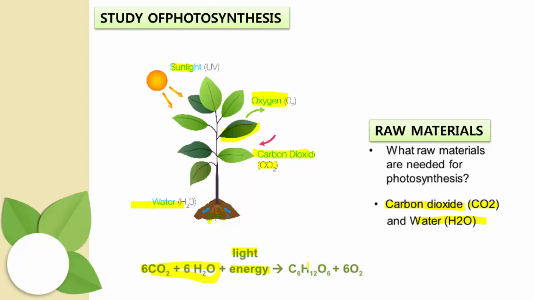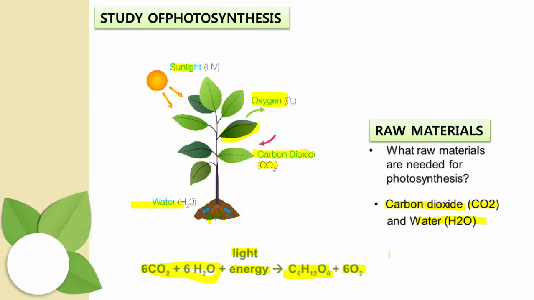6 molecules of carbon dioxide when combined with 6 molecules of water in the presence of light as a source of energy, it results in the synthesis of C6H12O6 and 6O2. C6H12O6 is nothing but glucose. It is a simple carbohydrate having 6 carbon atoms. It represents glucose, and there will be liberation of 6 molecules of oxygen. This is the simple equation used to represent photosynthesis.